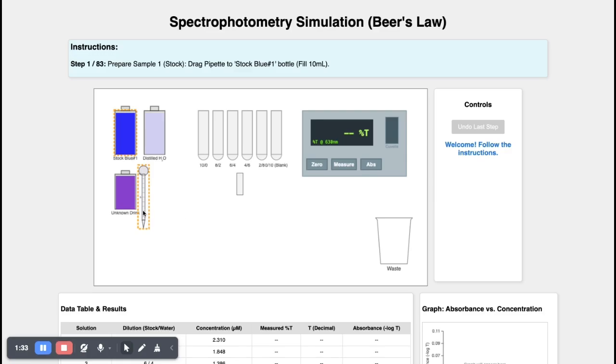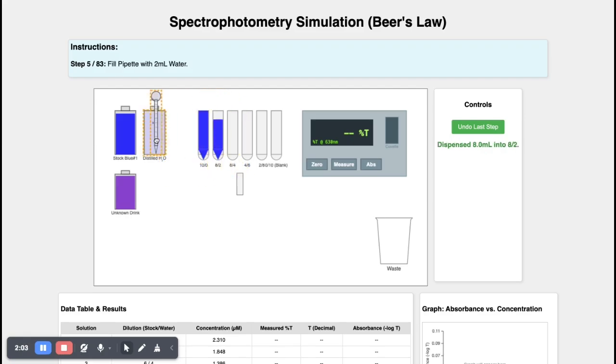We will start with the stock blue 1 dye, which will be our darkest solution, meaning it will have the highest concentration. For the next tubes, we will start to dilute the stock blue dye with distilled water, which allows us to create a series of lighter solutions which will have lower concentration, which should result in lower absorbance according to Beer's law, which states that absorbance is directly proportional to concentration.